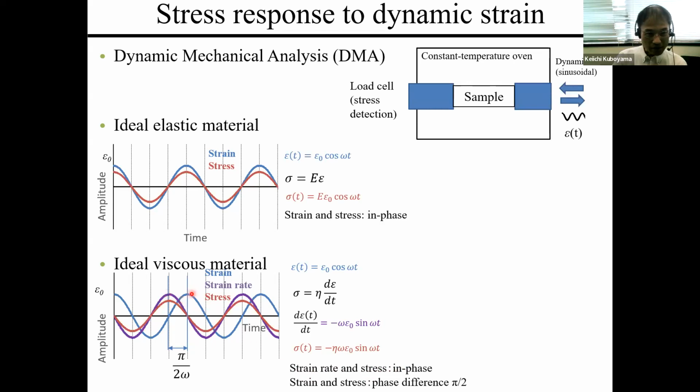So in this plot, stress is represented by this color. And the strain rate, the purple one, is proportional to the stress. But the strain is not proportional to stress. And the relationship becomes like this.